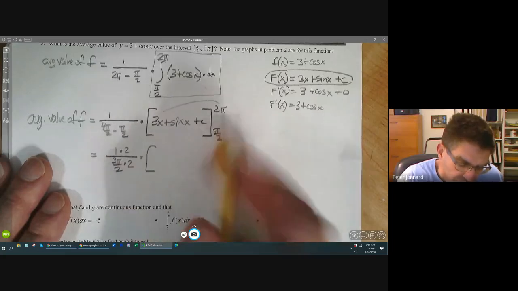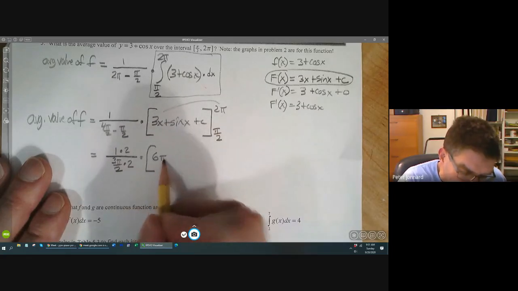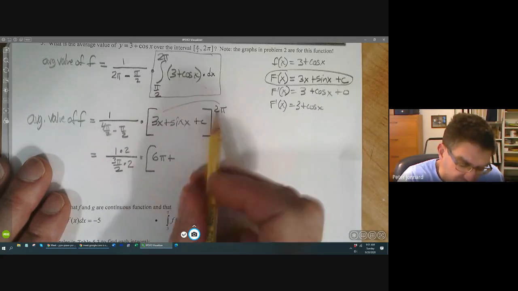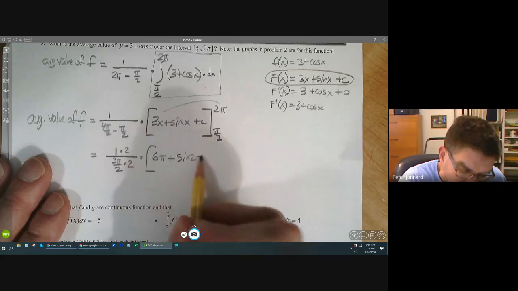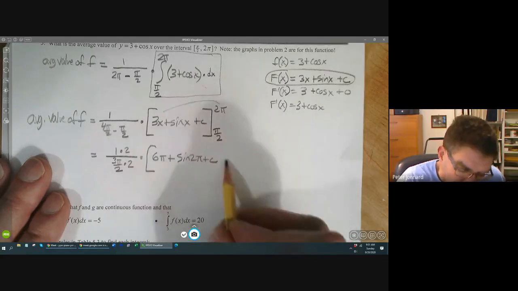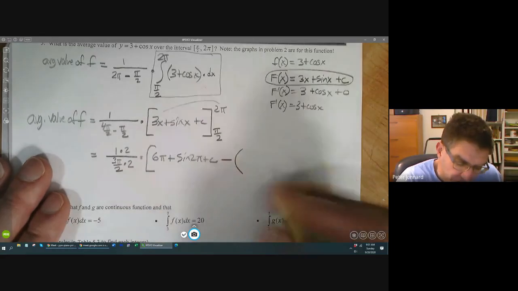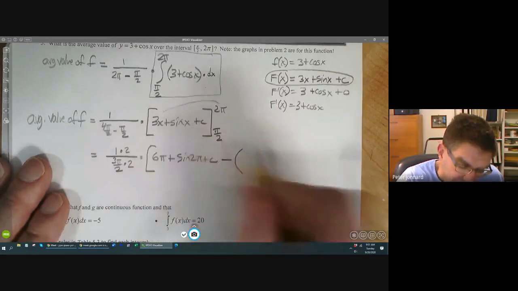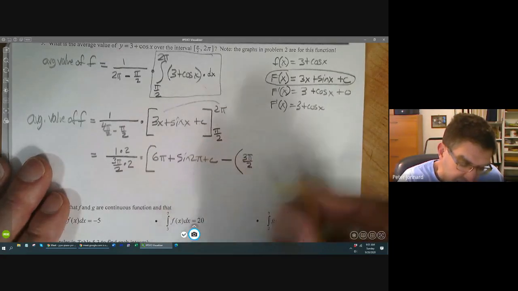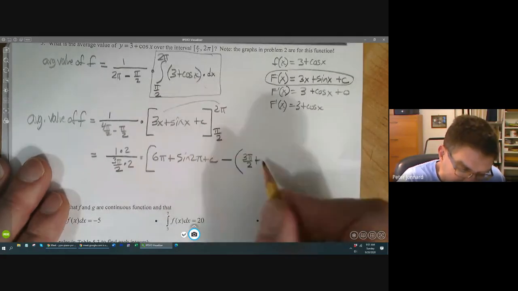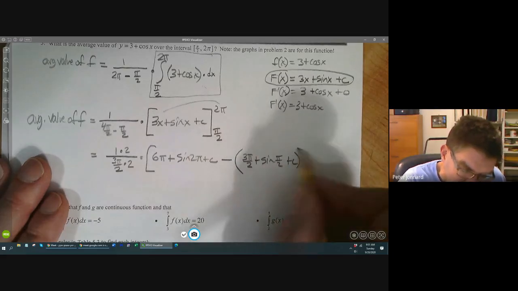So 3 times 2 pi is 6 pi plus the sine of 2 pi plus c. And then I have to subtract. Now I plug in pi over 2. So put the 3 in there. 3 pi over 2 plus the sine of pi over 2 plus c, like so.